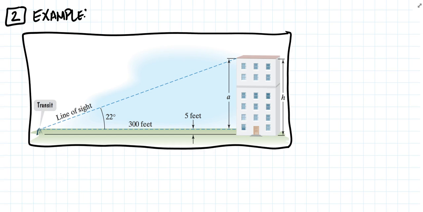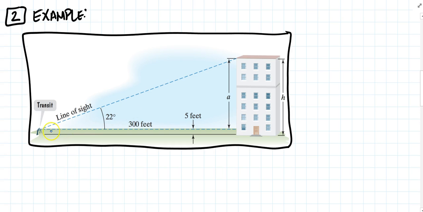Here's example number 2. I just took the picture from the book, but I will read you the directions. It says, sighting the top of a building, a surveyor measured the angle of elevation to be 22 degrees. The transit is 5 feet above the ground and 300 feet from the building. Find the building's height.